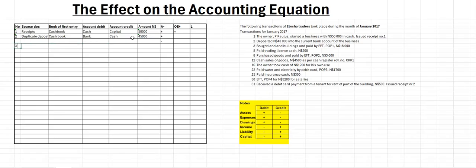Then on the third, we have bought land and buildings and paid EFT. So what would be our proof of payment? Our source document would be a proof of payment. Okay, our first entry would be a cash book. Okay, then we need to see we bought land, so our fixed assets increased, but our current assets decreased because we used up the money.